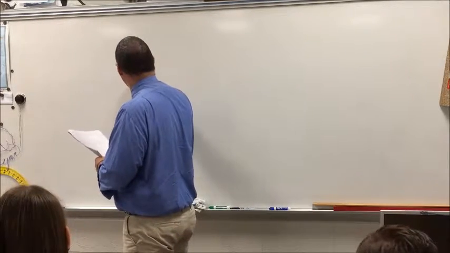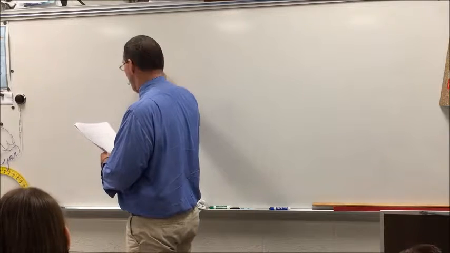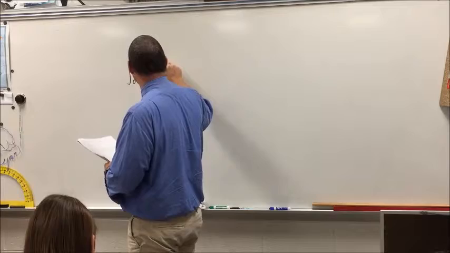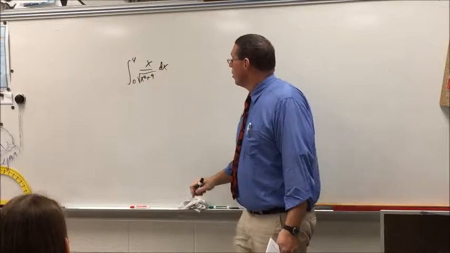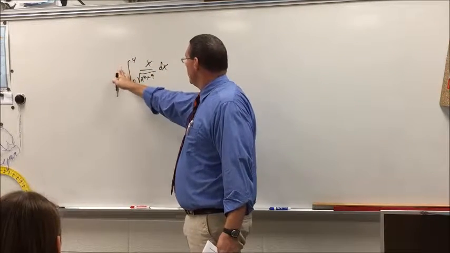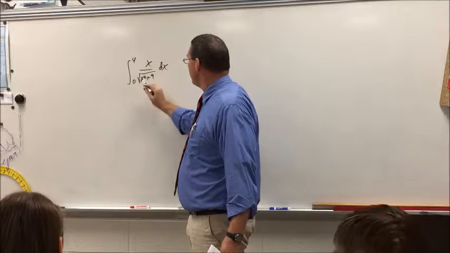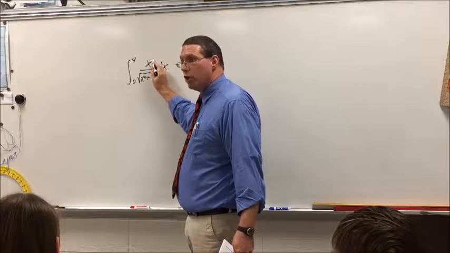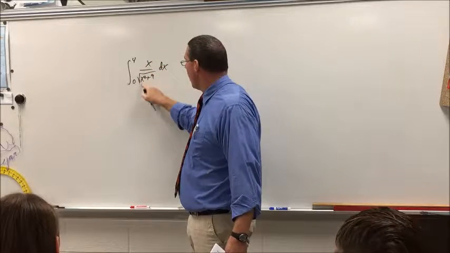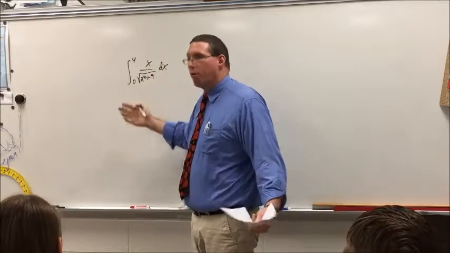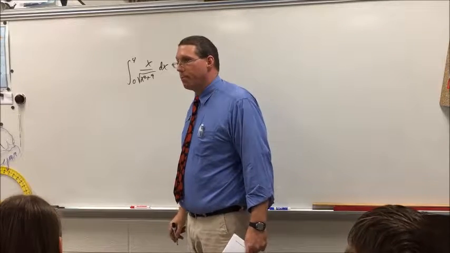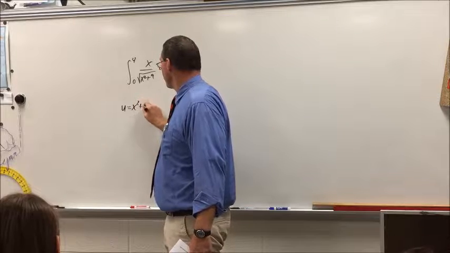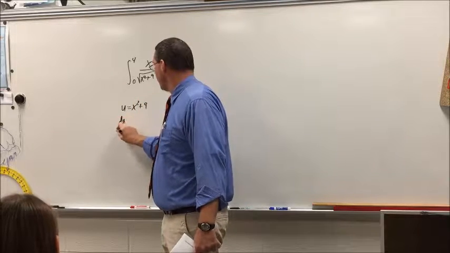So we have the definite integral from 0 to 4 of x over the square root of x squared plus 9 dx. Because it's an integral, and because we have something complicated, do you notice this says x squared, and this is x to the first? So we have the derivative on the outside of what's on the inside. Perfect candidate for u substitution. So u is going to be equal to x squared plus 9.